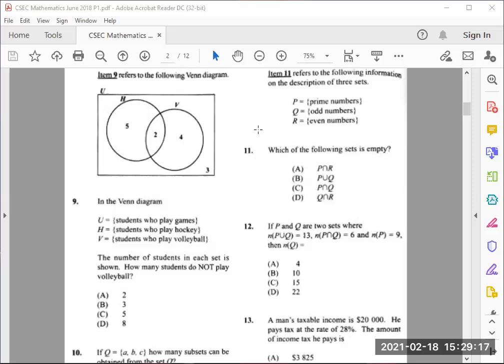I see Jean says the answer for number 11 is C, and then she said D. Tashela says A. And Ariana says D. Yes, the answer is D. There's no commonality between the set of odd numbers and the set of even numbers. So there's no intersection. So the intersection for Q and R is an empty set.